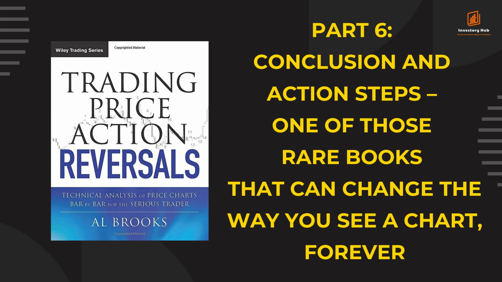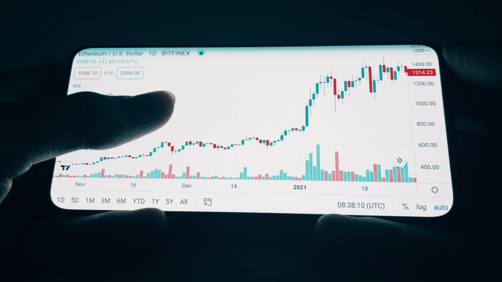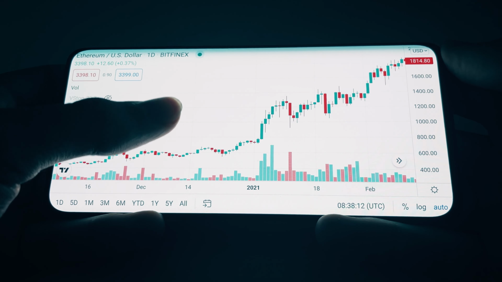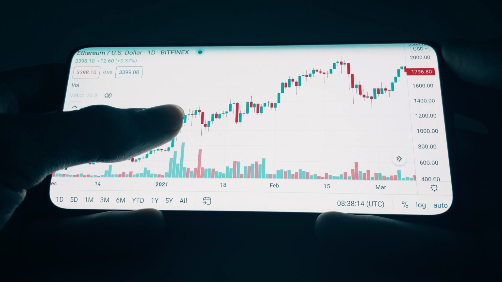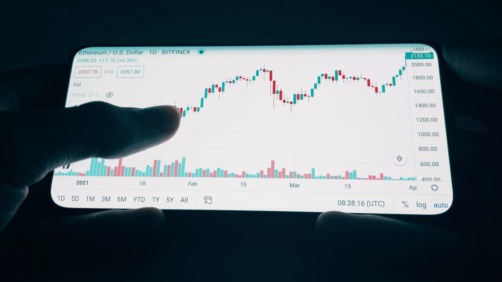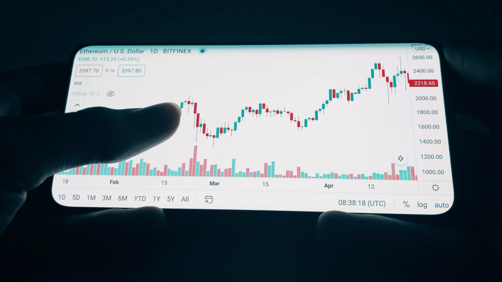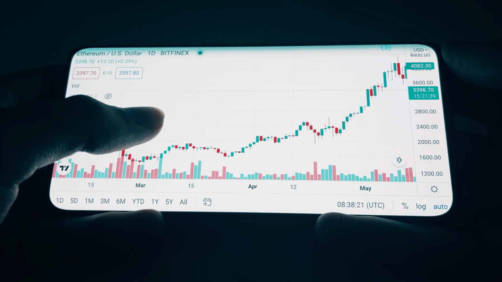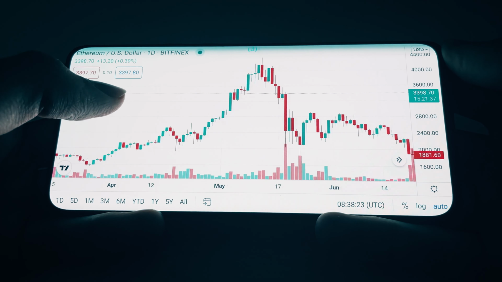Part 6. Conclusion and Action Steps. One of those rare books that can change the way you see a chart forever. Trading isn't hard because we don't have the right tools. It's hard because we don't have the right understanding of the market. And Trading Price Action Reversals by Al Brooks is like a mental map. One that helps you build that understanding from the ground up.